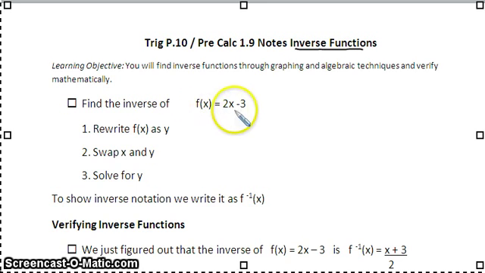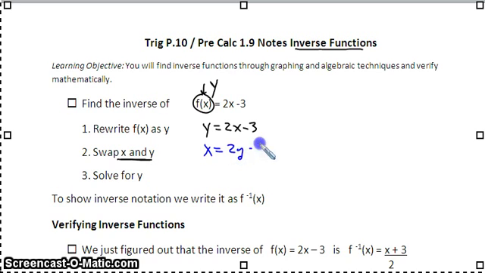So if you have a function, f of x equals 2x minus 3, remember that f of x is just a labeling mechanism. We define this function as the f function, but it is taking the spot of the y value. So you can replace that right away with the y. So let's do that, so that we can now swap out the x and the y values. Wherever you see the x, put the y, and where you see the y, put the x. So this is going to become x equals 2y minus 3.